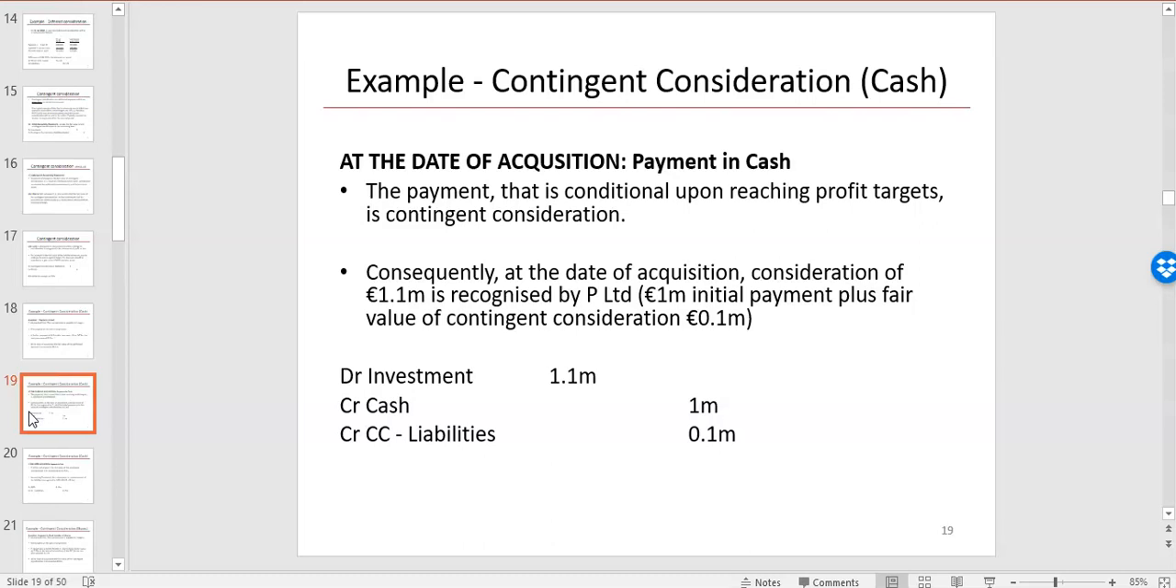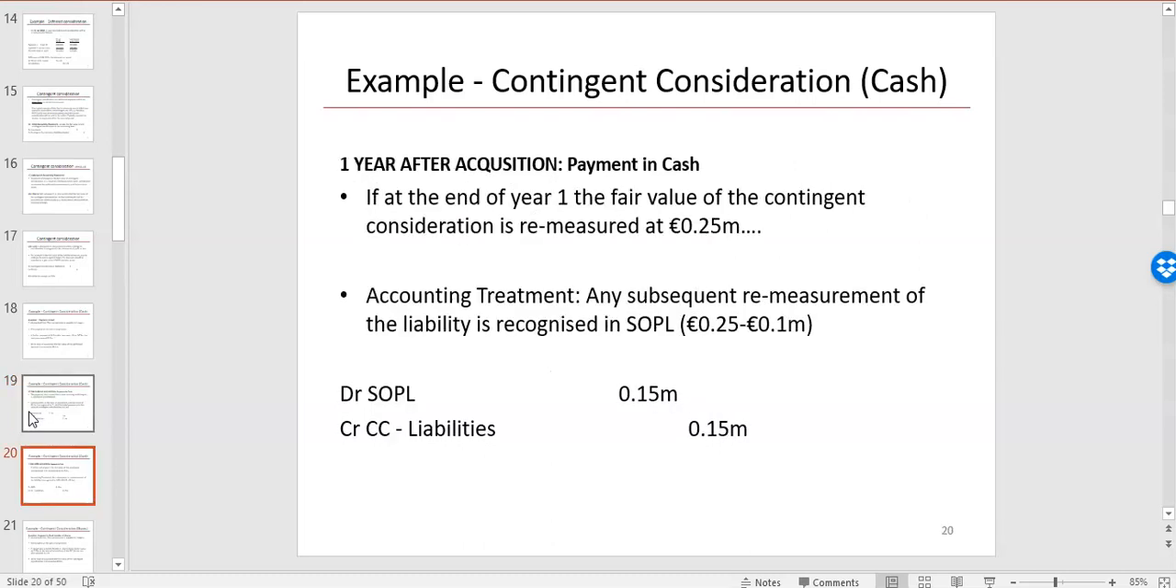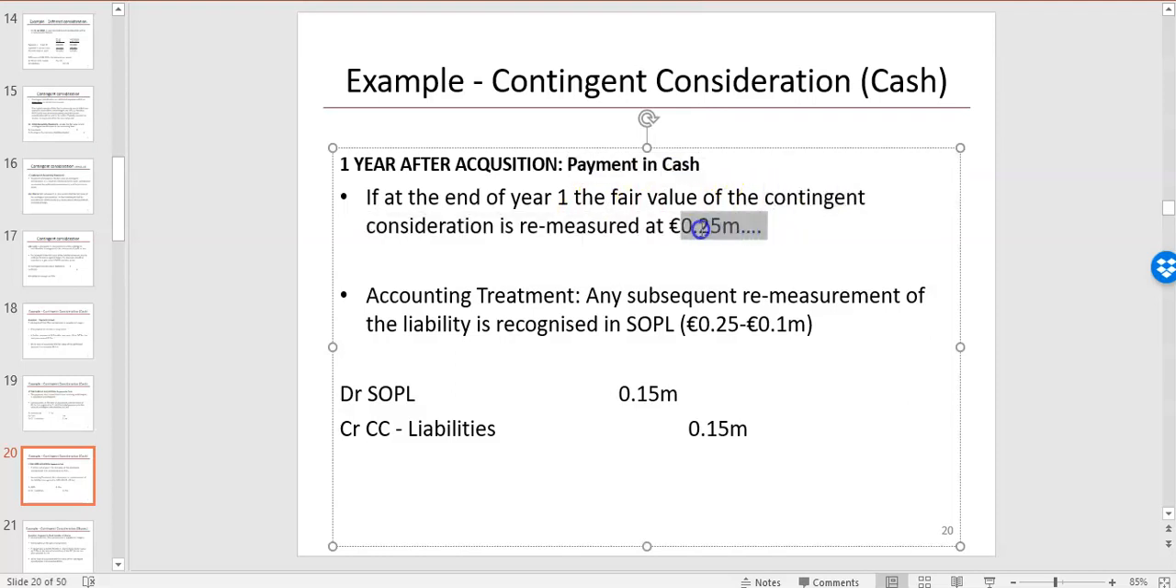Roll forward then 12 months. At the end of each reporting period, because this payment is in cash, you need to remeasure it. So at the end of year one, the contingent consideration is more likely now, so its fair value is now $250,000, 0.25. So all you do simply here, so it's a bit easier than the deferred consideration, you remeasure the contingent consideration at fair value.